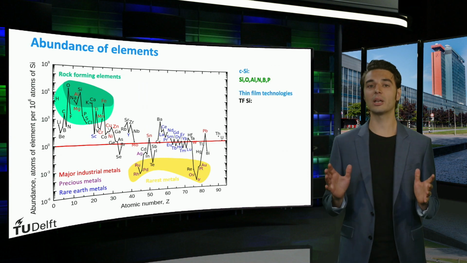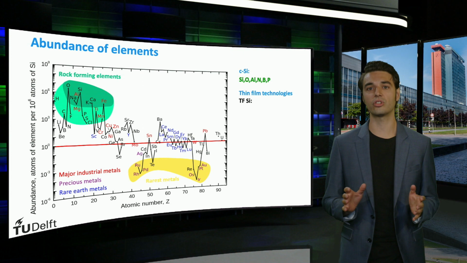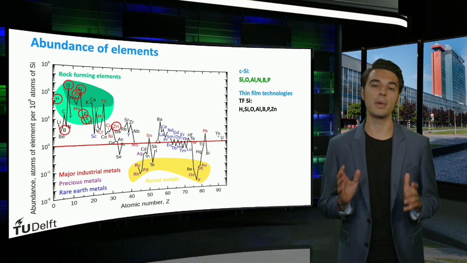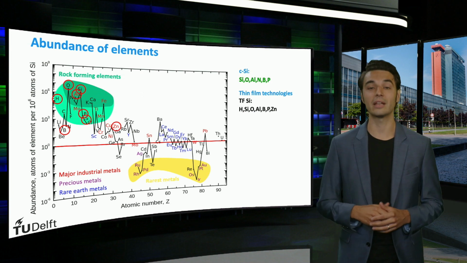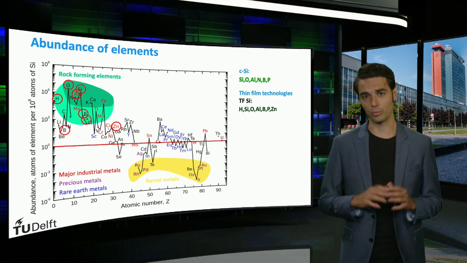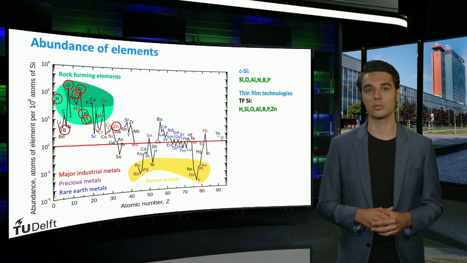So how about the elemental abundance of these technologies? Thin film silicon makes use of the same elements as crystalline silicon with the addition of zinc, which is a major industrial metal, and hydrogen, the most abundant element in the universe. As we can see, thin film silicon uses no rare or toxic elements.